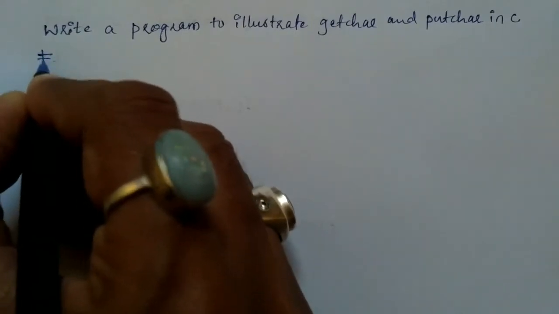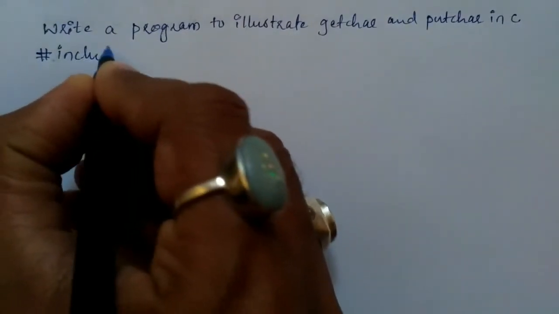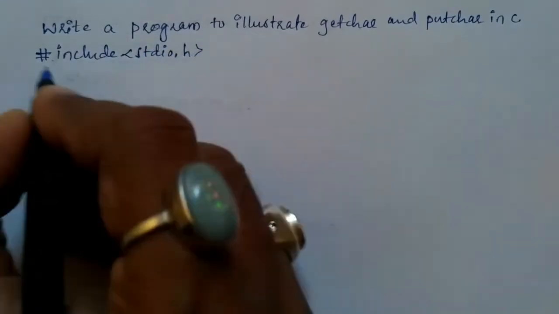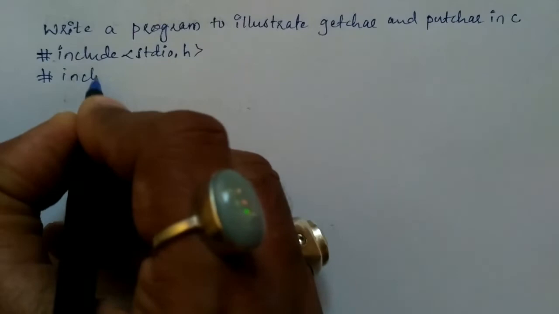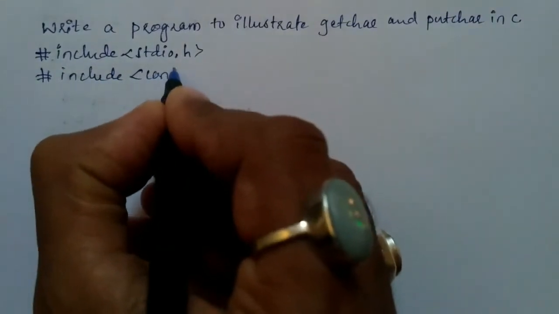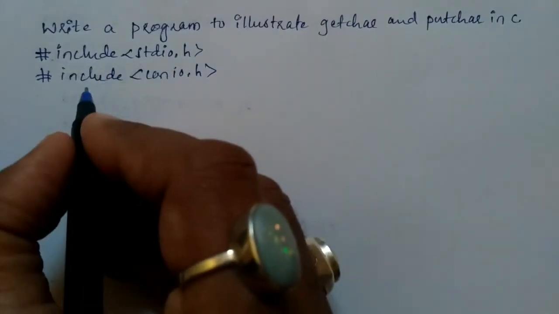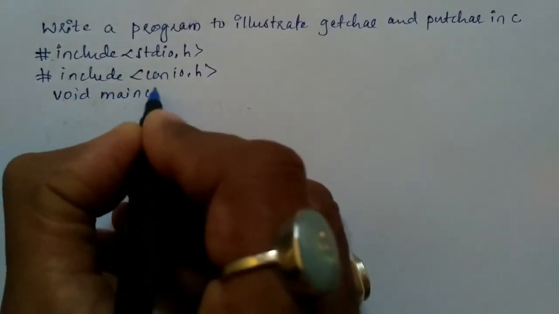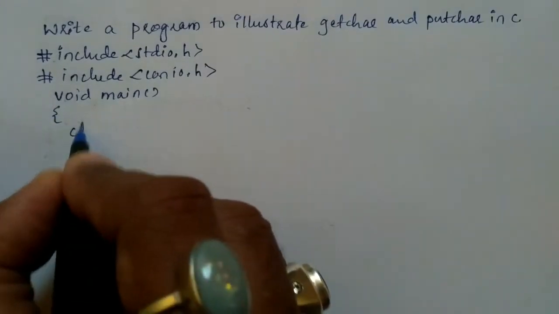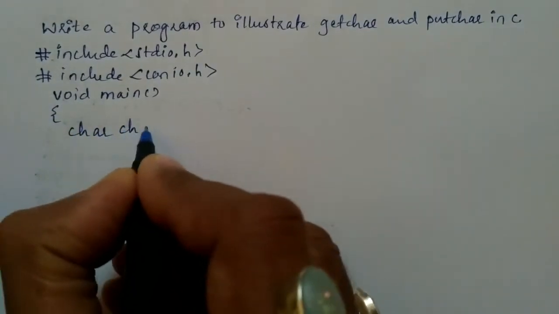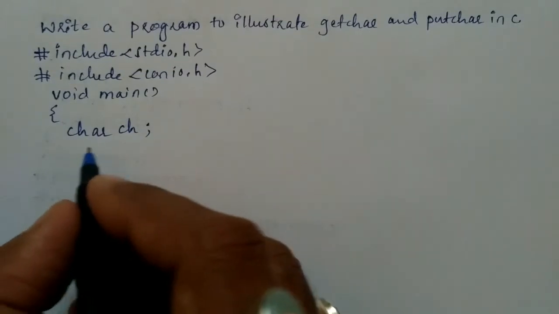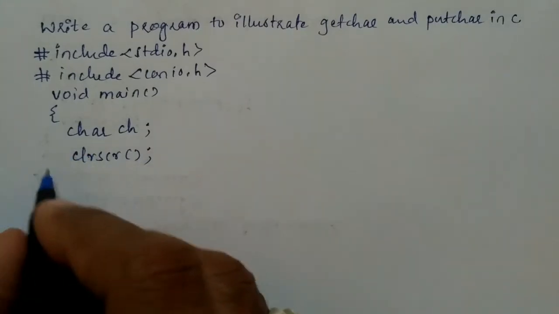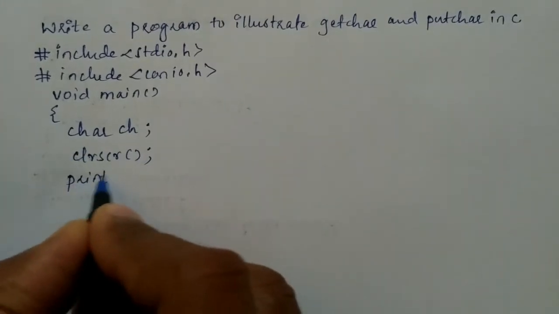So let us begin with the preprocessor directives: #include <stdio.h>, #include <conio.h> header files, and then we'll write void main and curly open brace. Here we are going to declare a variable ch of type char, and then we'll write the clrscr function.